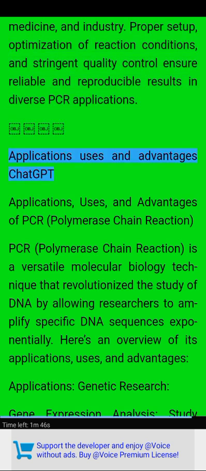Applications, uses, and advantages of PCR, polymerase chain reaction. PCR is a versatile molecular biology technique that revolutionized the study of DNA by allowing researchers to amplify specific DNA sequences exponentially. Here's an overview of its applications, uses, and advantages.